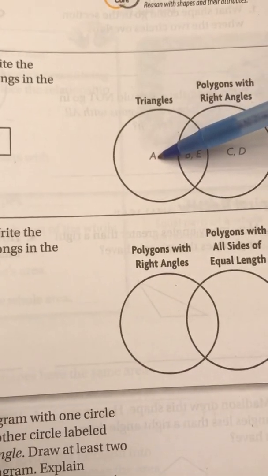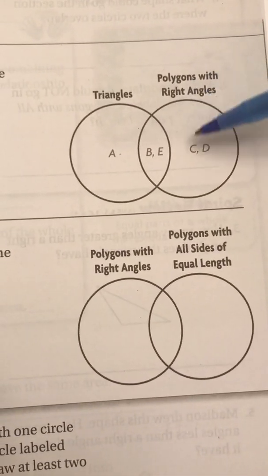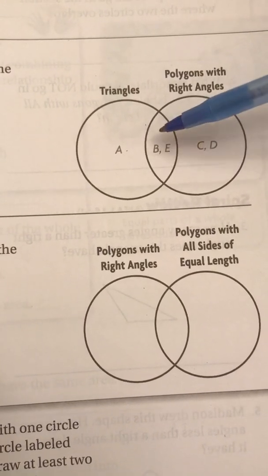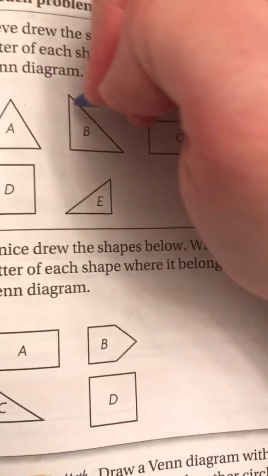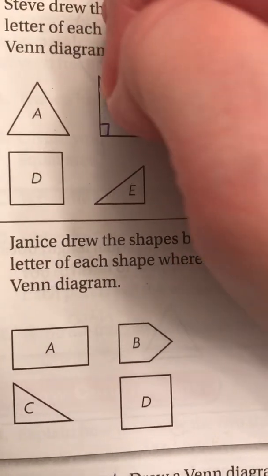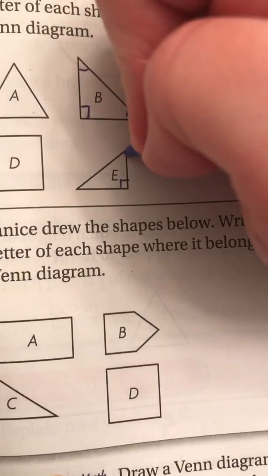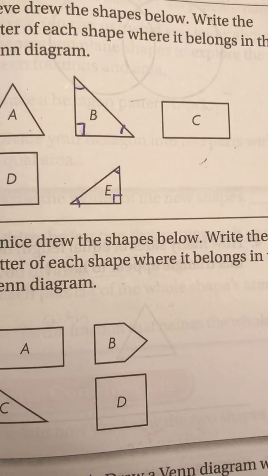If we look here, they put A in just the triangle section. They put C and D in the polygons with right angles because C and D have right angles, but they are not triangles. Okay, in the middle, B and E are triangles, but they also have right angles. So let's look at that here. So you can see for B, there is a right angle there. And for E, there's a right angle right there, okay? And then they both have 2 less than right angles, okay?